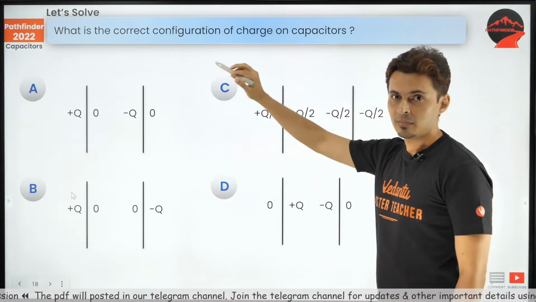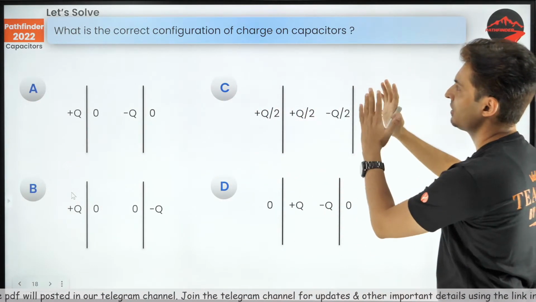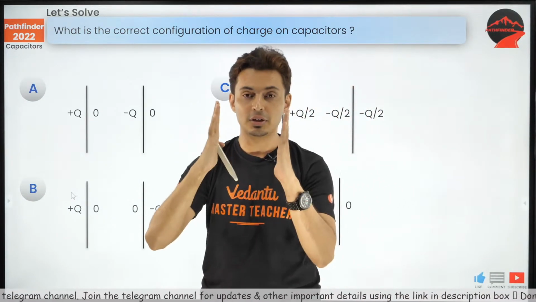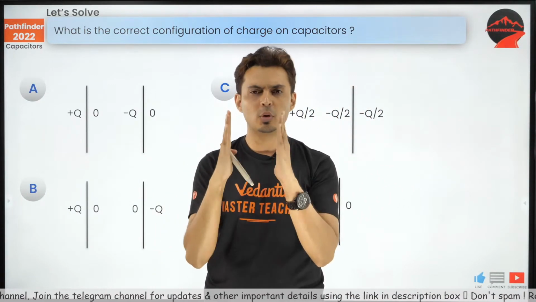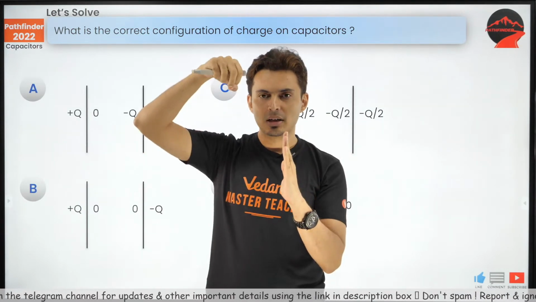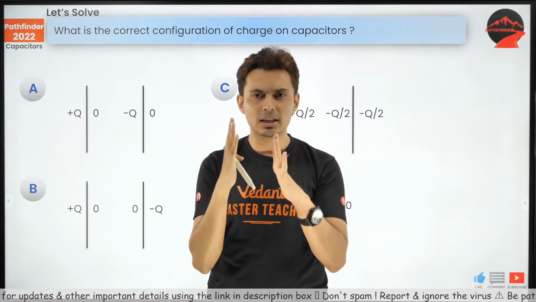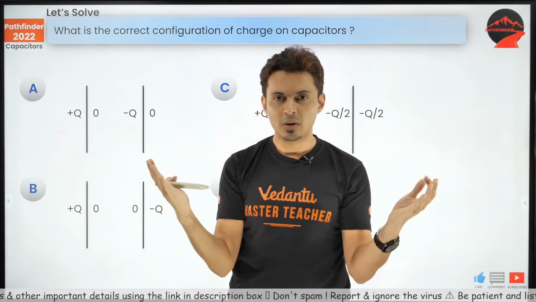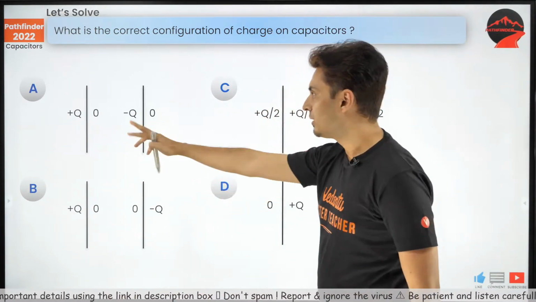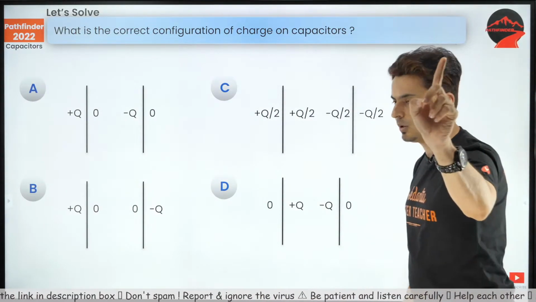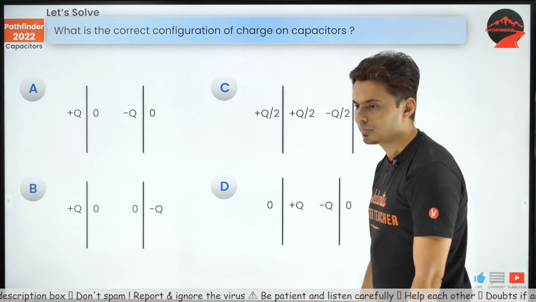What do you think will be the correct configuration of the charges on the capacitor? So you have the two charges, you have the two conductors. Let's say they are both plates. You put plus Q charge here, you put minus Q charge here. How do you think they will distribute themselves in a capacitor? So these are the two plates. Which of the following is the correct configuration? Only one of them is correct. Think about it.